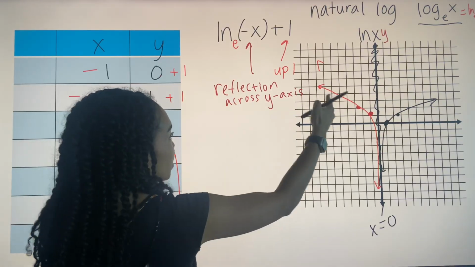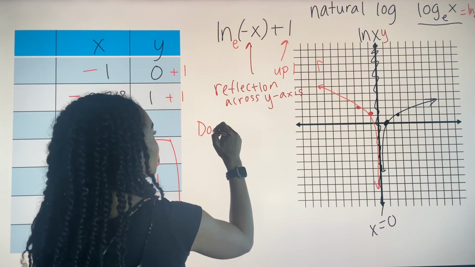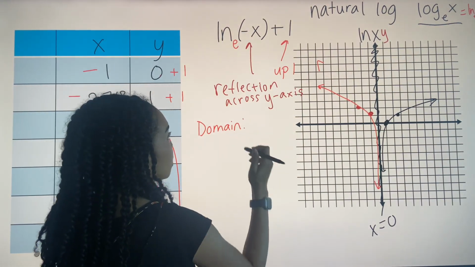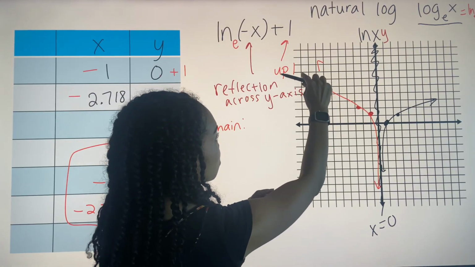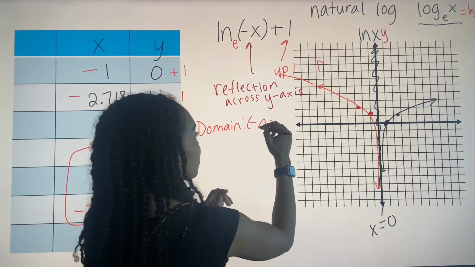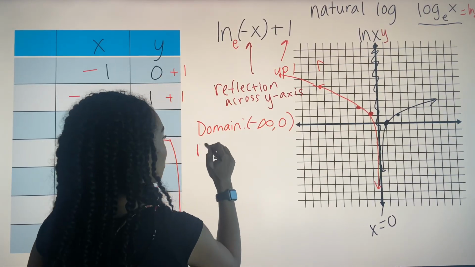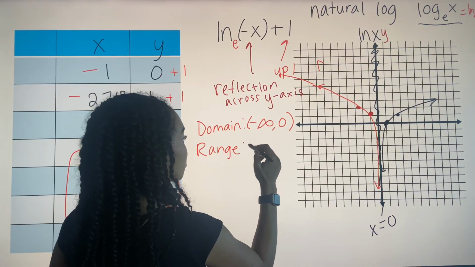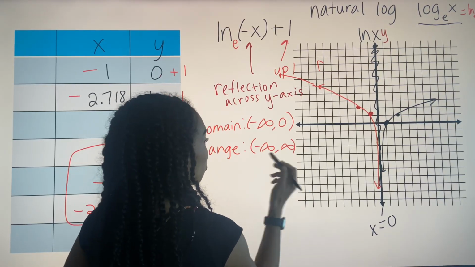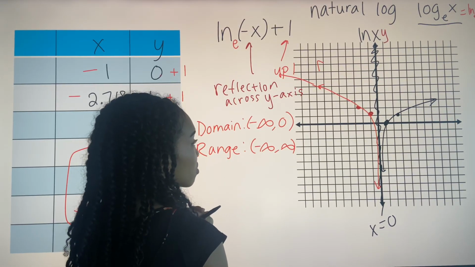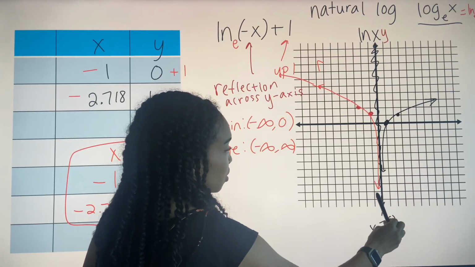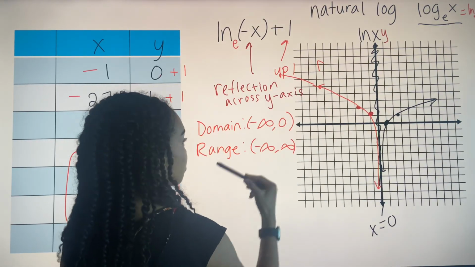Let's talk about the different attributes. So your domain, on the left, it's going this way forever. That's -infinity, and then it gets close to the asymptote, which is at 0. Your range is still all real numbers. It'll always be all real numbers for logs and natural logs. So it goes down forever, up forever.